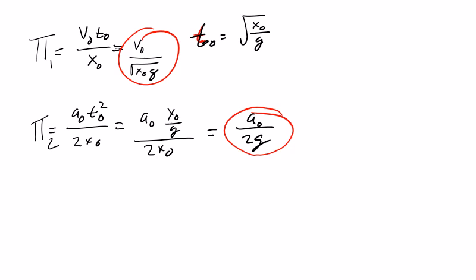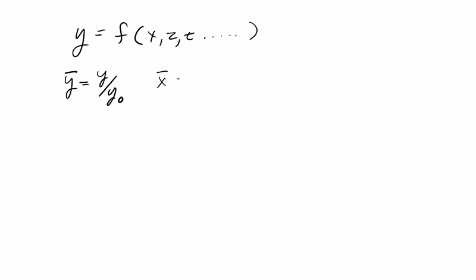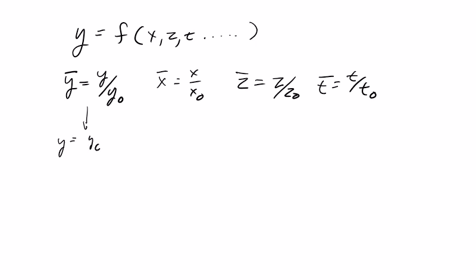So when we do this kind of non-dimensionalization, the basic thing is you're going to have a function. You're going to say that some y is a function of, let's say, x, z, t, and so on. For each one of those, you're going to say that y bar equals y over y0, x bar equals x over x0, z bar equals z over z0, t bar equals t over t0. So these are all dimensionless versions of the variables. You then say that y equals y0 y bar. I'm not going to write it all down here; you do it across here.